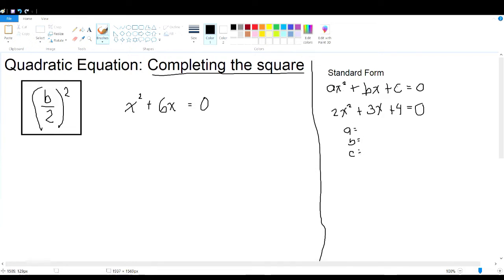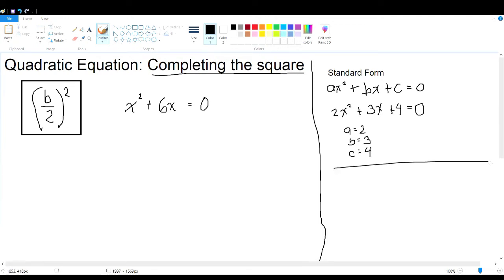Ngayon, since very obvious, letter A is this one, yung katabi ni x squared. So, letter A is equal to 2. Para naman si B, yung katabi ni x, which is 3. Tapos, obviously, the last one, the value of C will be the whole number, yung pinaka-last term.